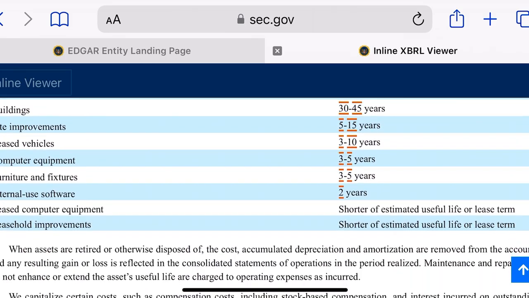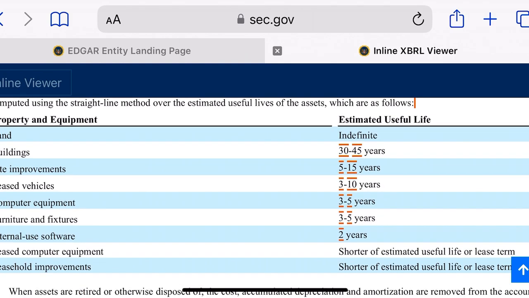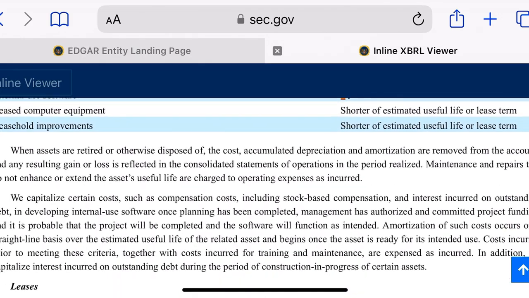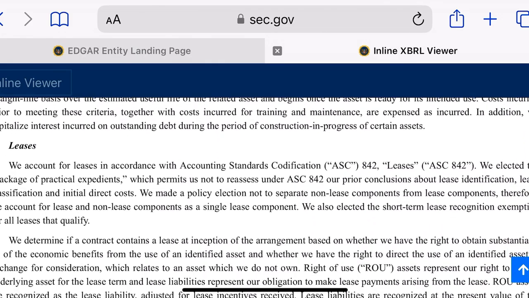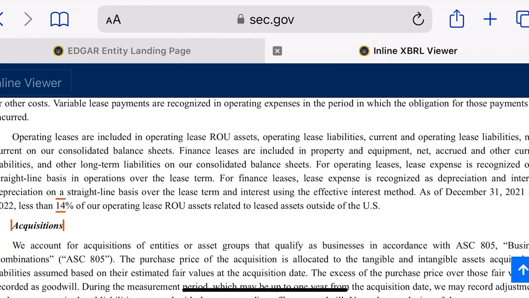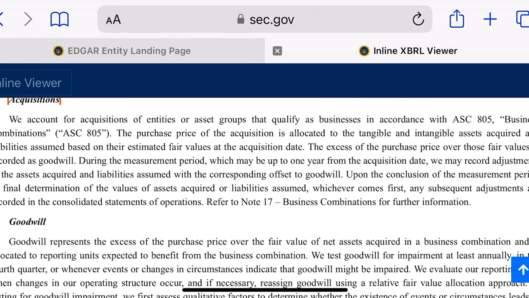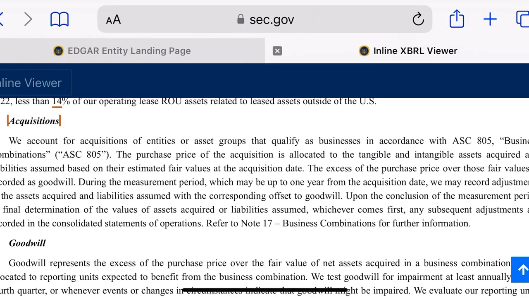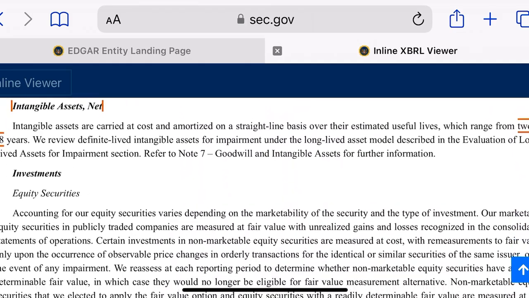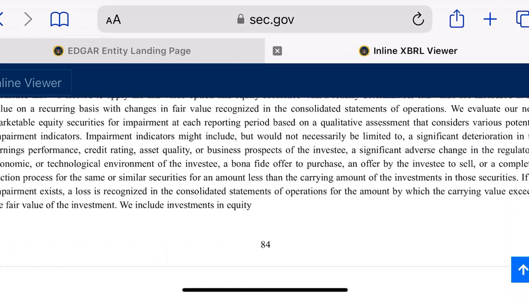What is the property? So here, depreciation and amortization. What is their estimated useful life for what's actually on their books? Some of that is pretty regulated. But again, you want to see how they're defining it, how they're actually setting it up. And there are different ways you can book depreciation, so you want to see how they're actually booking that. Acquisitions, you want to see how they're dealing with goodwill impairment, intangible assets.